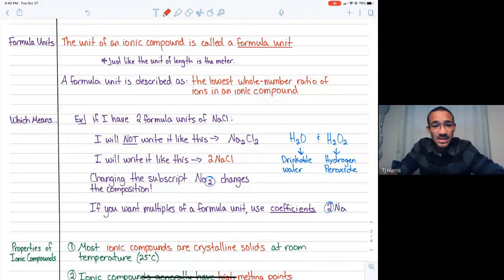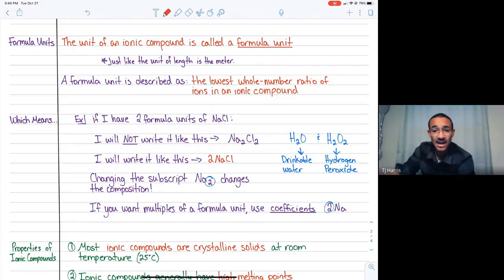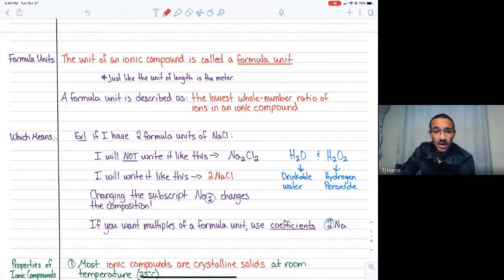Formula units. You're going to hear me say that a little bit. The unit of an ionic compound. Now, I haven't even mentioned that yet, we call these things ionic compounds. Whenever you have a metal bonded with a nonmetal, it's called an ionic compound.